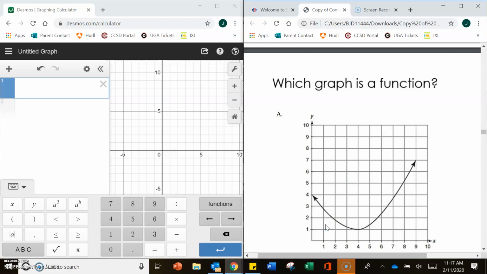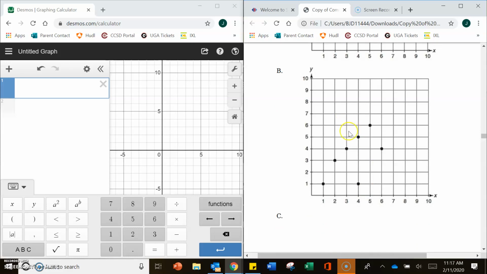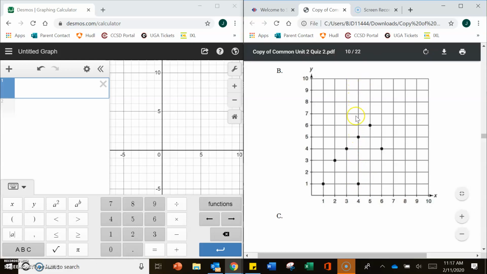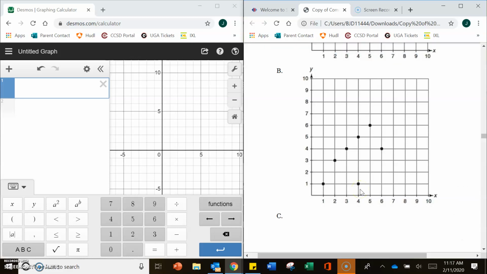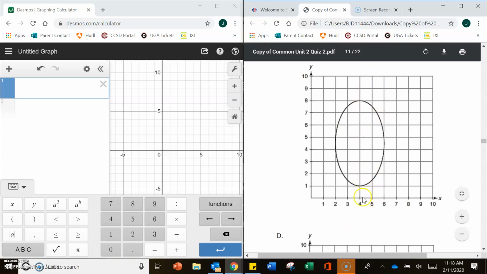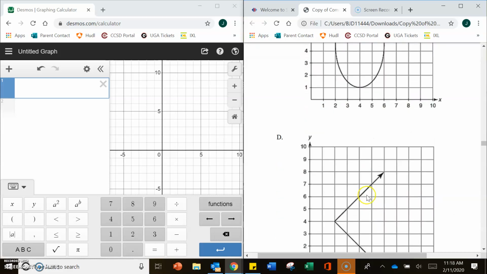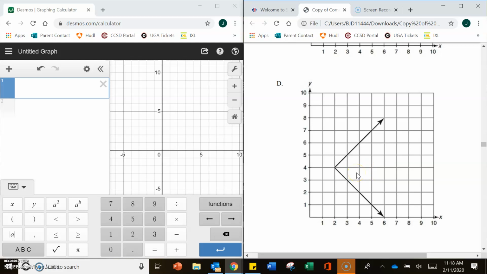So A is the correct answer because if you create a vertical line, the graph will only go through your pencil one time. All right, now if you look at B, you see how both of these dots are directly over each other? If we create a vertical line here, both of these dots would go through our vertical line twice, correct? And on C, this oval, if you create a vertical line here, the graph will go through your line twice, which makes it not a function. Same thing here on D. Any questions?